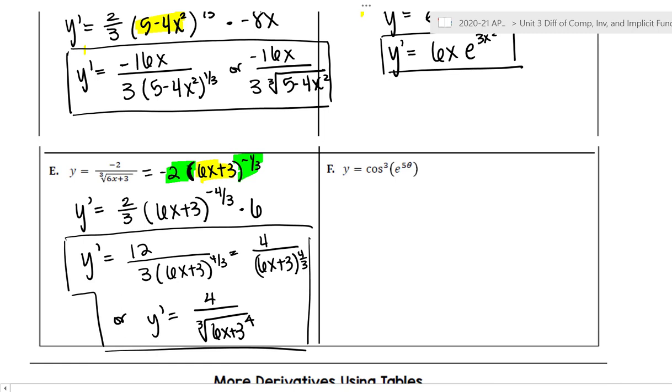All right, guys, checking in with E. We're multiplying that -2 by that 1/3, getting that positive 2/3 coefficient. Then we have that -4/3 because we subtract 3 over 3 from that -1/3. And then we're multiplying by that derivative of the inside, or that 6. So check right here.